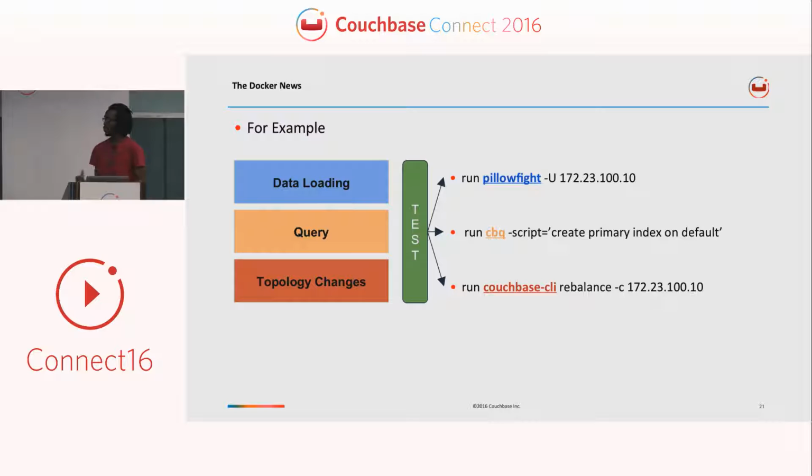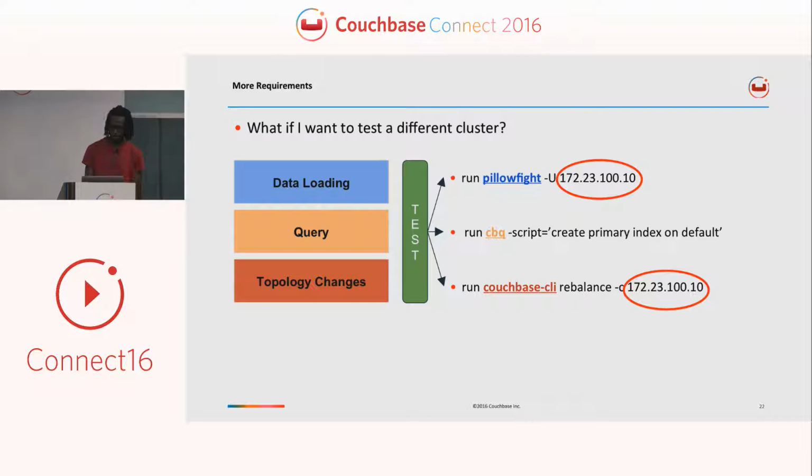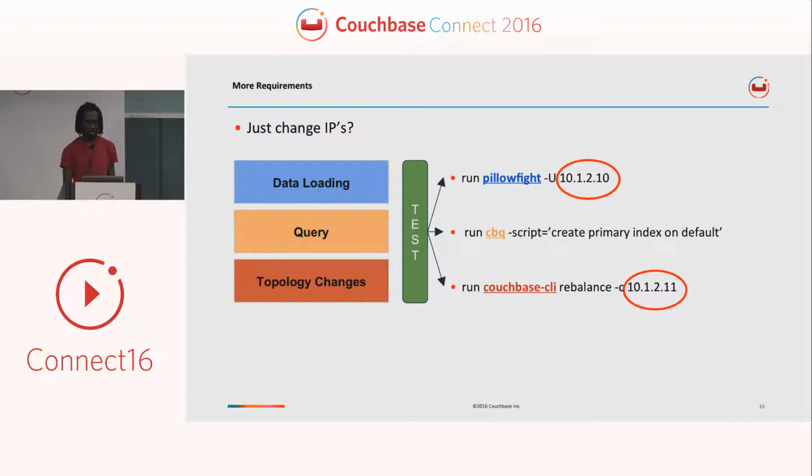So we could say a pillowfight container written in C, point it to a Couchbase node, then do cbq to create an index, written in Go, and then do a rebalance with Couchbase CLI written in Python. So you already start to build really simple testing with that. And then you start to hit new requirements where, let's say, I want to test it against a different cluster. Well, I don't know, maybe I could just change my IP address, but obviously that doesn't really scale at some point.